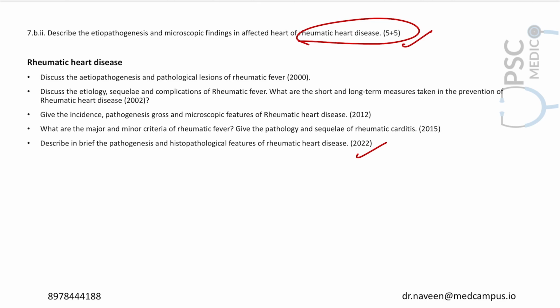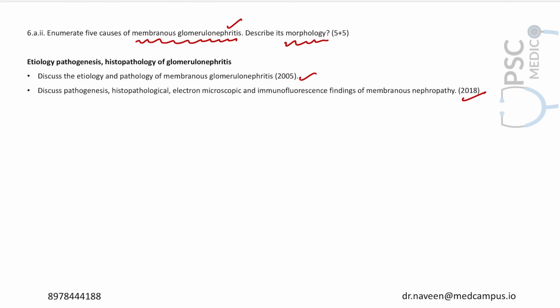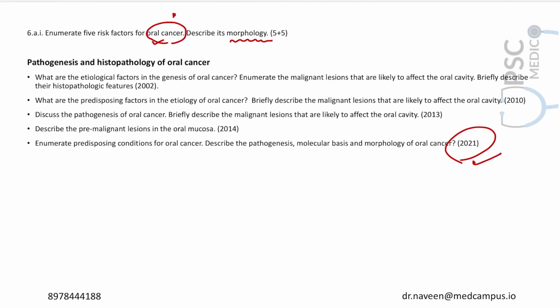That's it. This will conclude pathology. So, what is your general idea about pathology? Because they asked rheumatic heart disease this time, go for ischemic heart disease next time. And also because AML, try to learn about CML in the future. Again, different types of glomerulonephritis, as I already told you. Oral cancer, they're repeating every time. Oral cancer, cervical cancer, breast cancer.